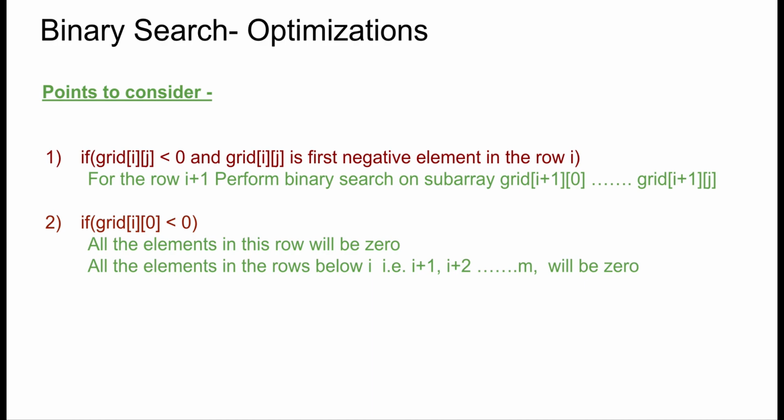And all the elements below this negative element will also be negative because the columns are also sorted in descending order. So if the first element of all the rows below this element are negative, then all the elements following them will also be negative.